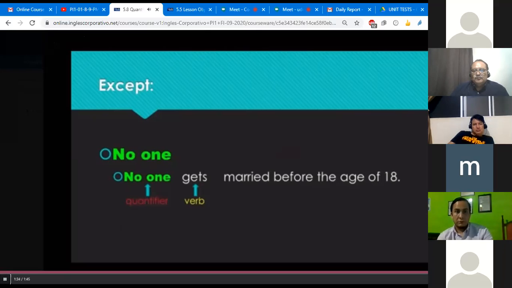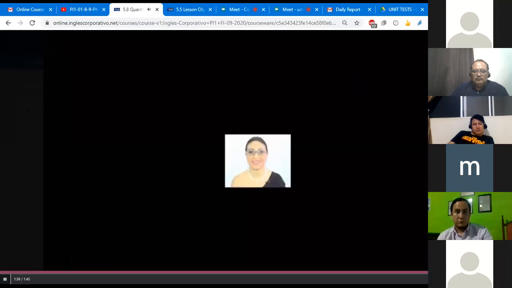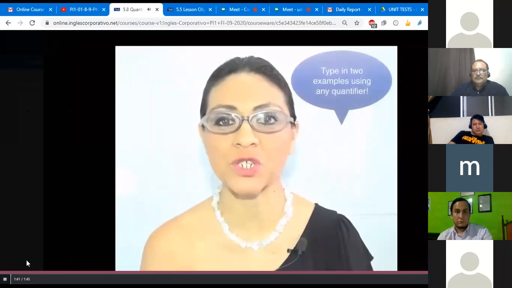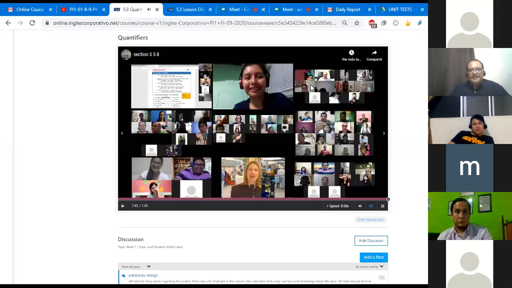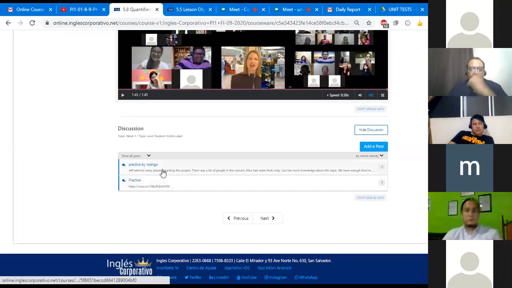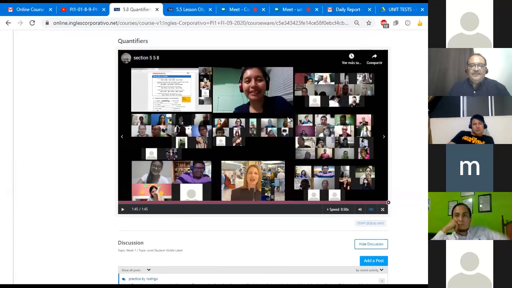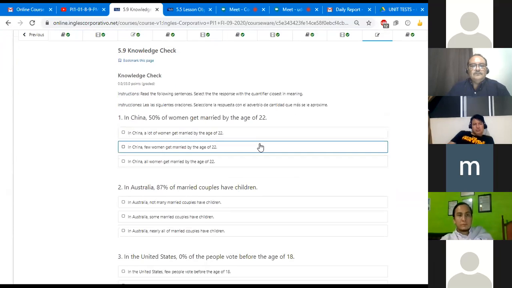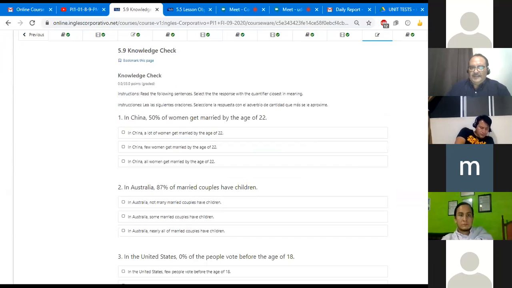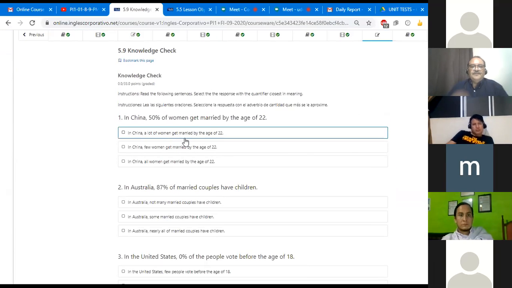As a tip, ask your teacher to remind you about count nouns so you are able to use these quantifiers. Type in 2 examples using any quantifier you want. Okay, people, good. Now here you have some examples that you have been giving me verbally. Any questions? Okay, let's see the knowledge check to see how much you remember.